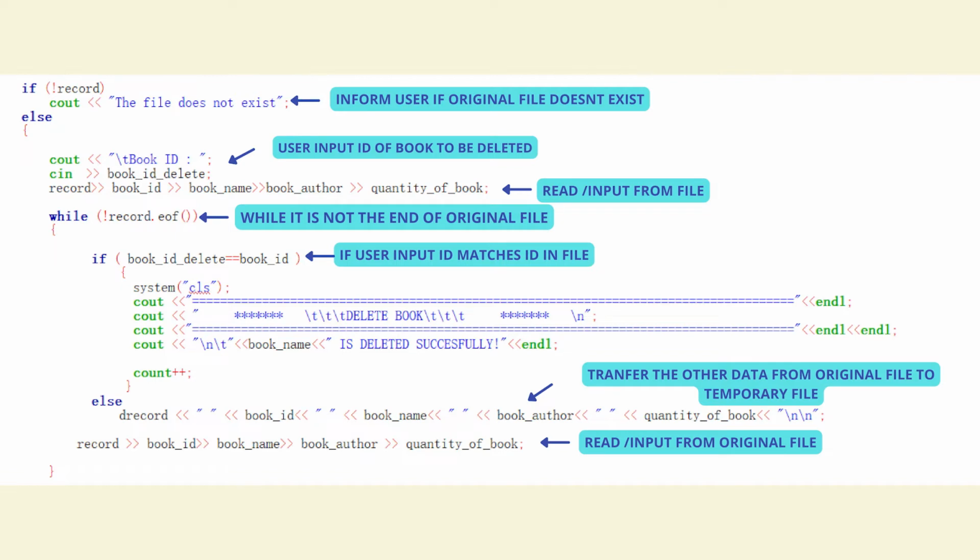If that line has the ID the user wants to delete, the program will not write that line to the temporary output file, and it will tell the user that it has deleted that line and increment the count. If it doesn't match, the program will write that line to the temporary output file. At the end, the temporary output file will have all the data except the one where the book ID matches the ID the user wants to delete.